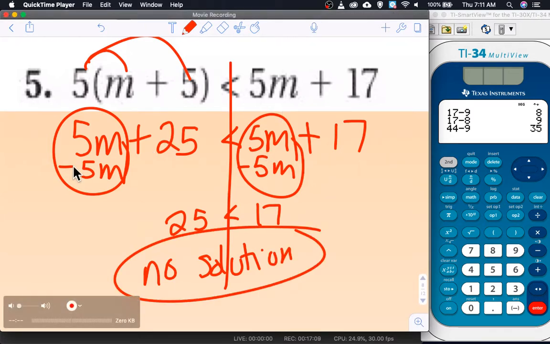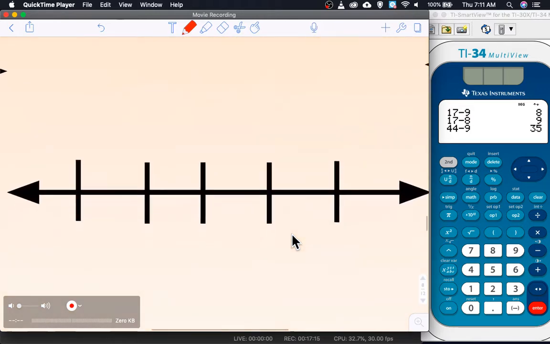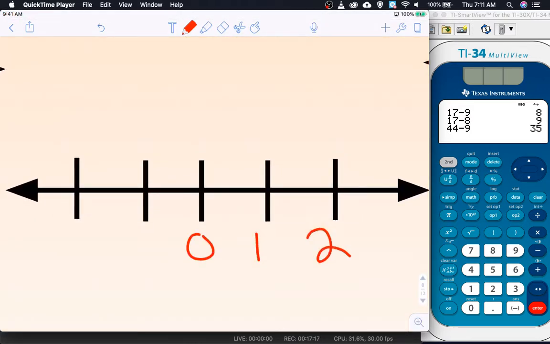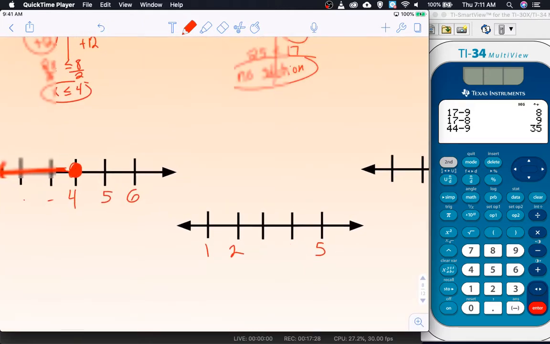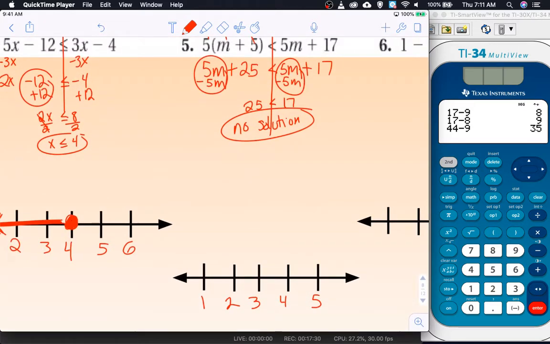Your variables canceled out on both sides. The resulting inequality was not true. There is no solution. So you just fill in any number line. You don't actually have to fill in this number line. If you don't like putting negatives, do 1, 2, 3, 4, 5. There. And you just don't color anything in, because this problem does not have an answer, so nothing gets shaded.